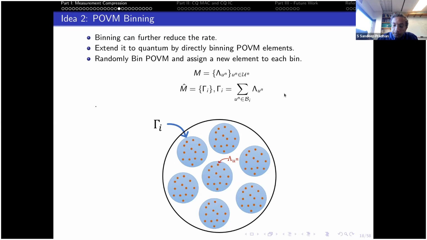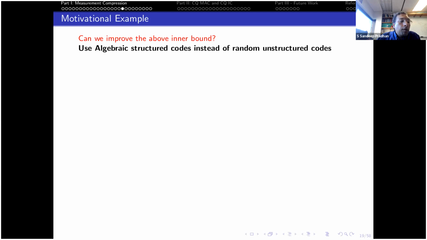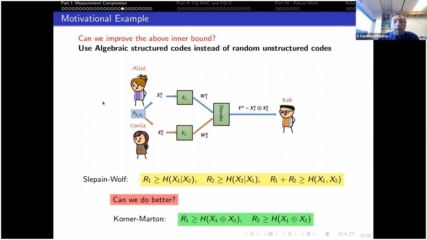So till now, it's all prior work. Now we want to look at computation and using structure. As I said earlier, when there is interaction among three parties, something new comes up, which is that algebraic structure can help your situation. So here is another problem which has been studied by Körner and Marton in the 70s.